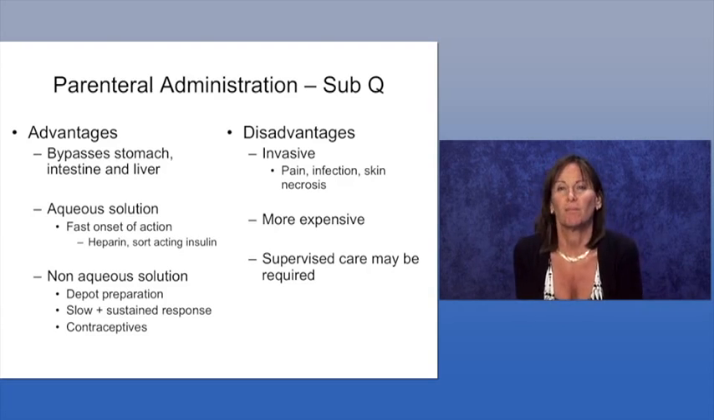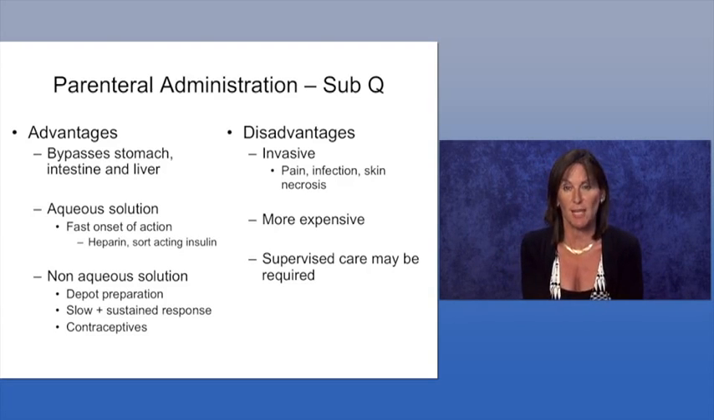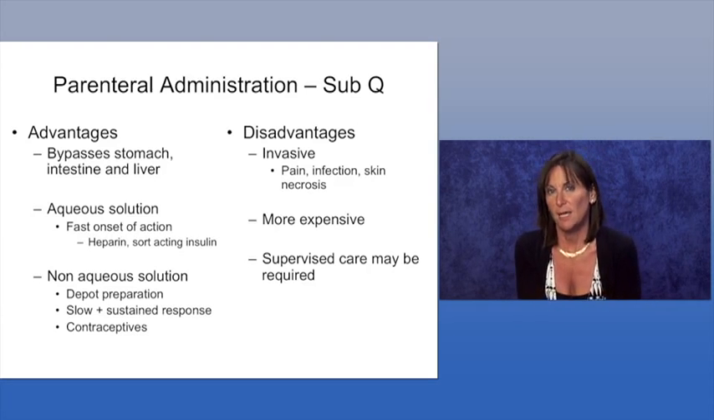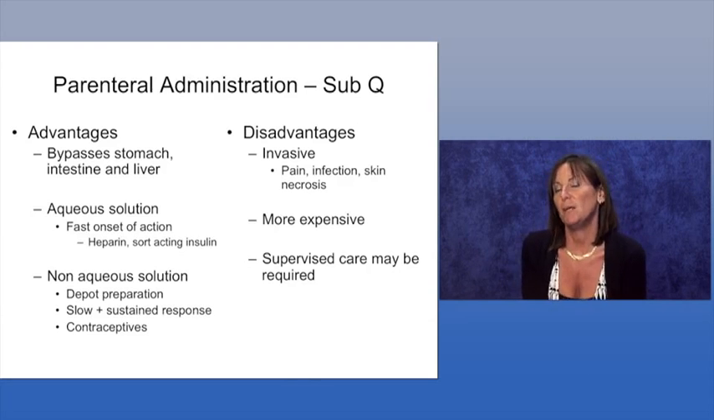Disadvantage: it's breaking the skin. So pain, infection, skin necrosis if you continue to use the same site repeatedly. So those individuals who require chronic subcutaneous administration, we vary the sites of administration, particularly for diabetics who are requiring subcutaneous insulin in the chronic setting. These are more expensive drugs to formulate, so that needs to be considered. Supervised care may be required. For insulin, not typically. Patients are well educated and become very familiar with self-administration of insulin, but heparin commonly is administered in the inpatient setting.